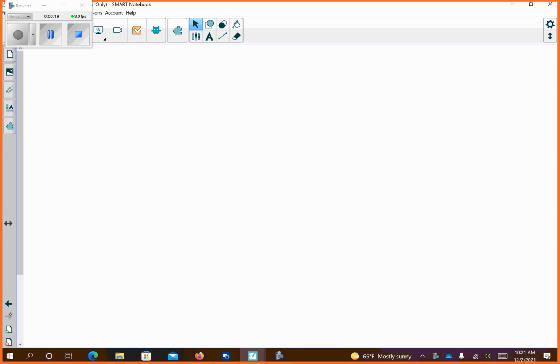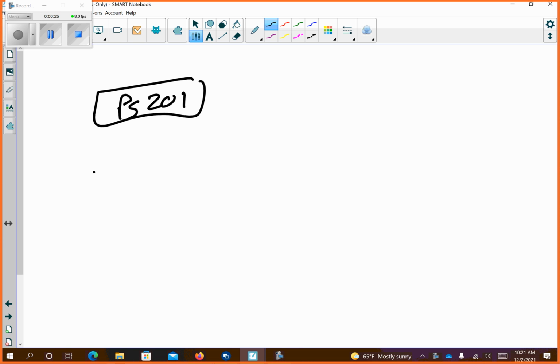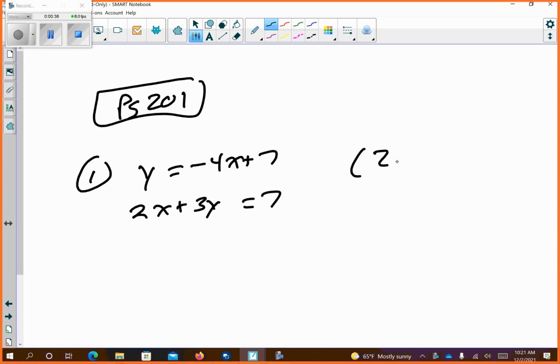All right, so I'm on page 201. I'm just going to work out the first and the fifth problem. Problem number 1: y equals negative 4x plus 7, 2x plus 3y equals 7. And they want to know if 2, comma, negative 1 is an answer. You will see a problem just like this on the quiz next week. This is a definite for the quiz. So I want to verify this works.